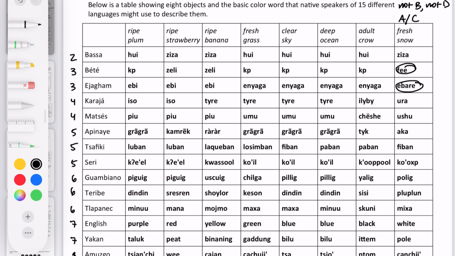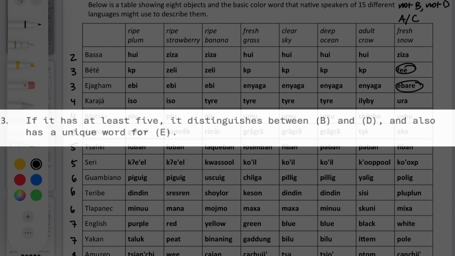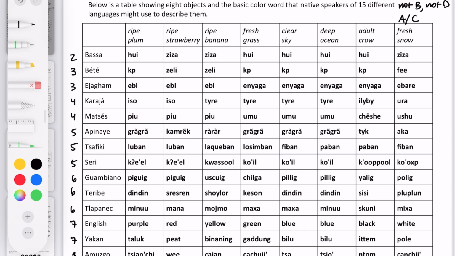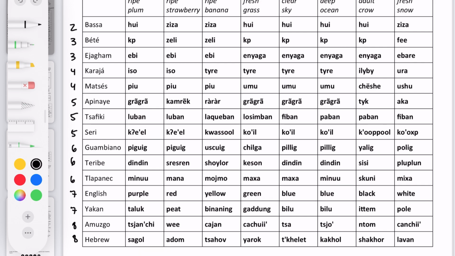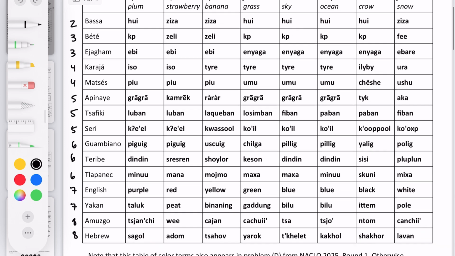So number 3 says that if it has at least 5, then it distinguishes between B and D and also has a unique word for E. So I think the second part of this is going to be very important because there's probably not that many words that are completely unique to just one column, but this rule states that for column E, every single color term is going to be a completely unique term. So we can try to see if there are any like that.